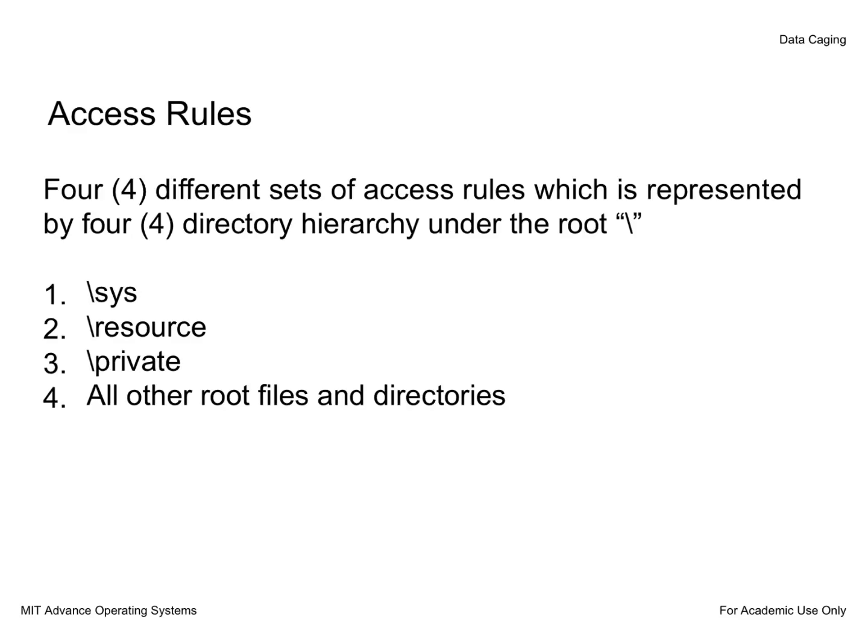So based on access rules, four different sets of access rules which is represented by four directory hierarchy under the root of backslash. Number one is the backslash sys. Number two, backslash resource. Number three is backslash private. Number four, all other root files and directories.